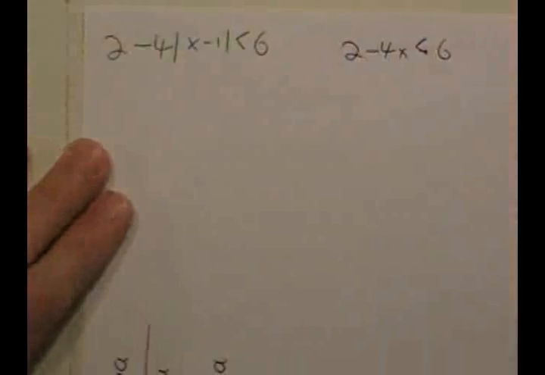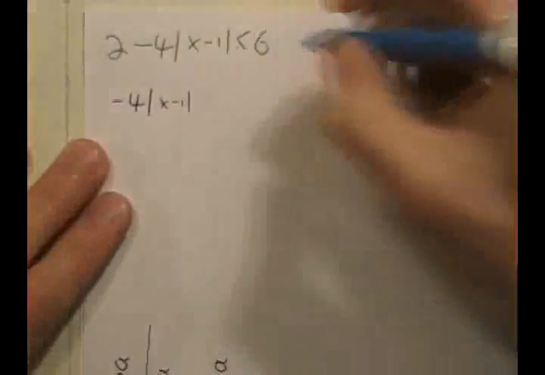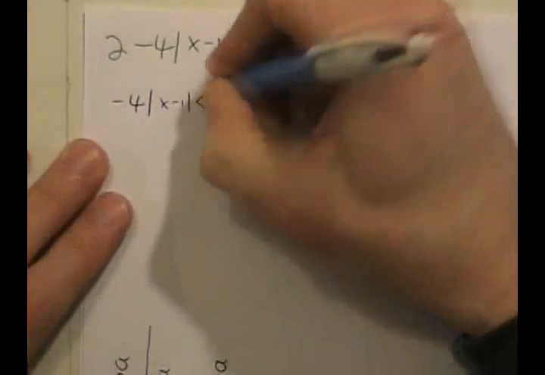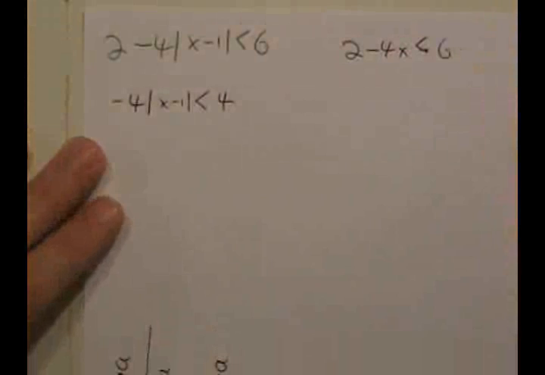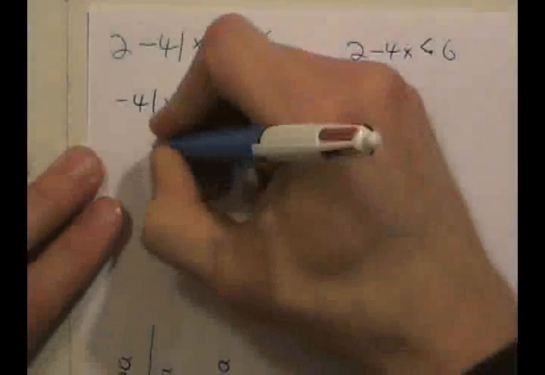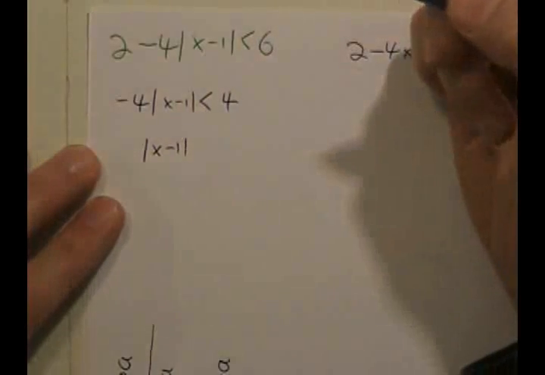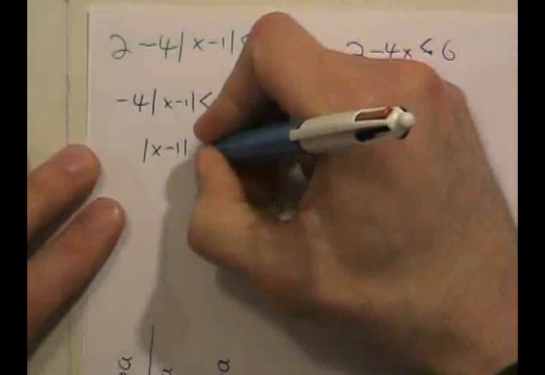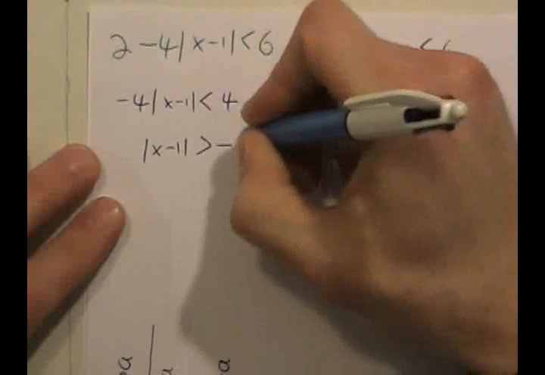So let's do that, and if you subtract 2, you'll have minus 4 times absolute x minus 1, which is what we're after, is less than 4. Right? Then you divide both sides by minus 4, and you'll get absolute x minus 1. You have to switch the sign because you're dividing by a negative, is greater than minus 1.